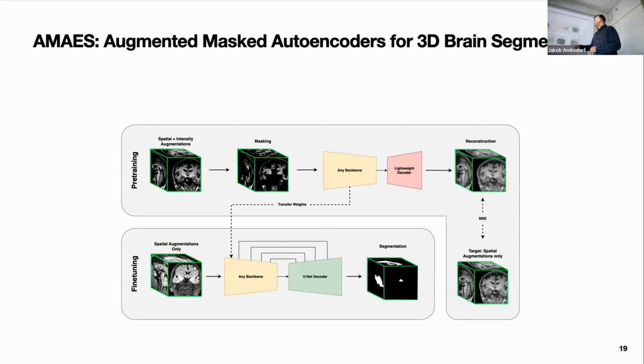Yes, and then you do your fine-tuning, and we just transfer the weights from the encoder. The decoder we disregard, and then we keep the UNet. We get a normal UNet decoder, and we also use skip connections. So this is basically our normal UNet, but the encoder weights are transferred. And we don't use skip connections in the pre-training. And then we do our segmentation task.